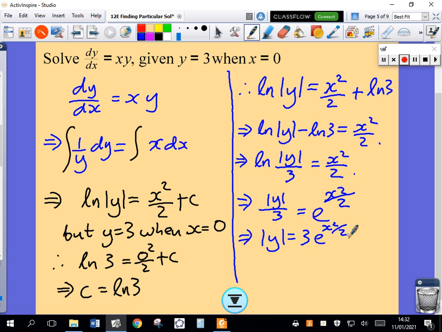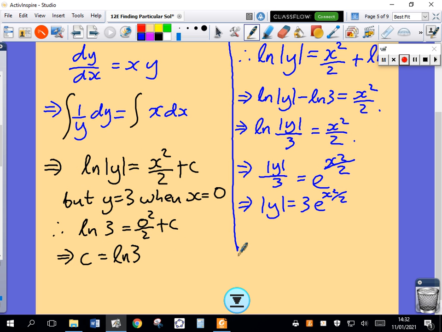So I'm going to have two solutions here again, and I'm going to check them both. You might generally find that both of them are not viable solutions. So what does this mean? Well, this means that y could equal 3 times e to the power of x squared over 2, or y is equal to negative 3 times e to the power of x squared over 2.